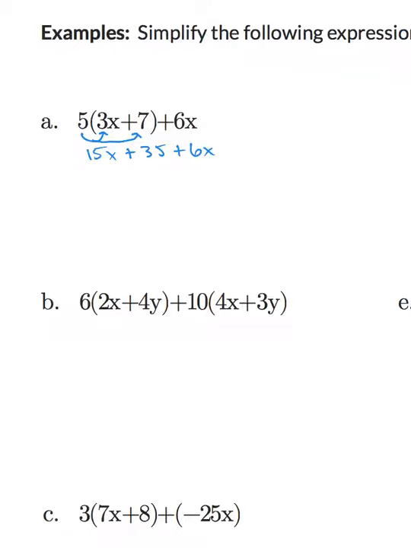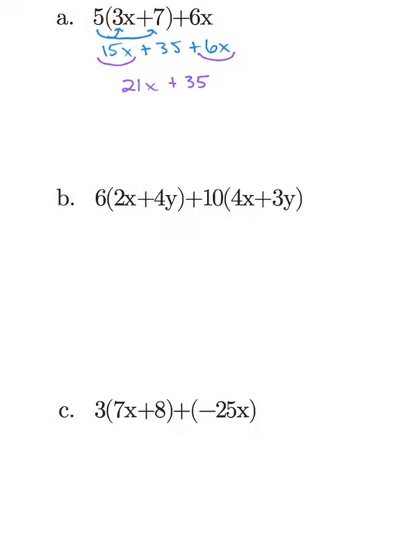That takes care of our distribution, and so now we want to combine like terms. So my like terms, I have 15x can combine with 6x, giving me 21x, and we bring down the 35. And we're done. We can't combine anything else. We have an x term, we have a constant term. Those cannot be combined.